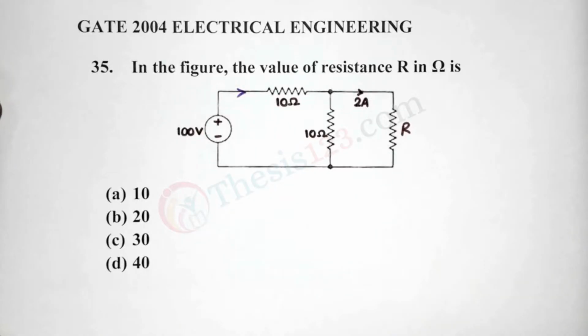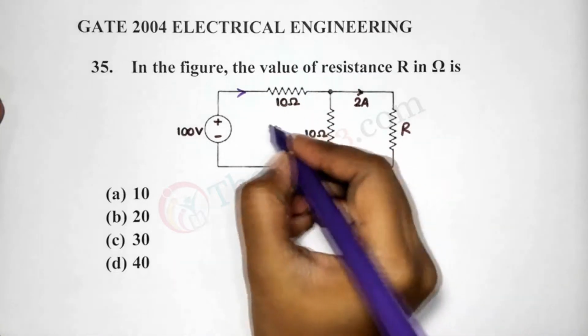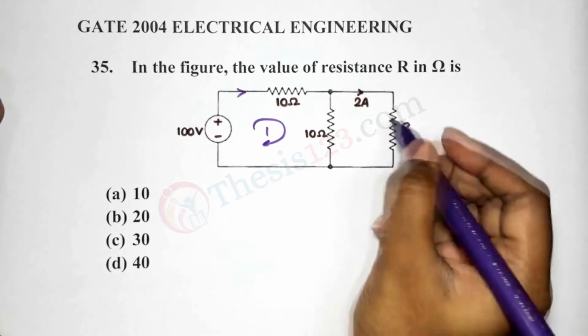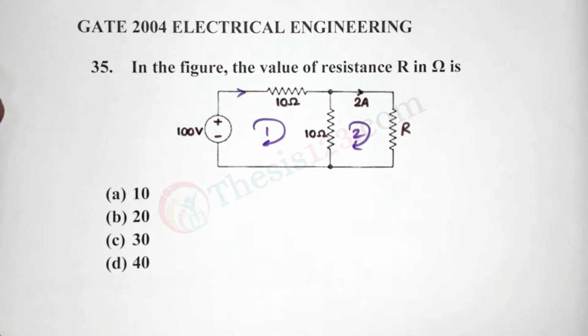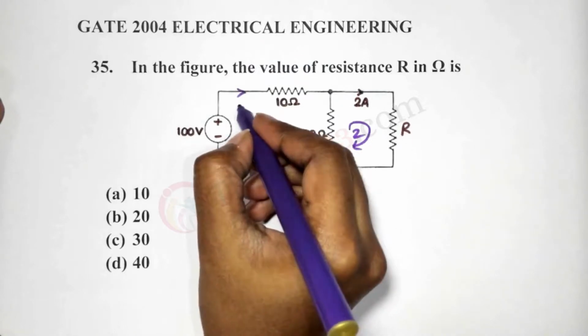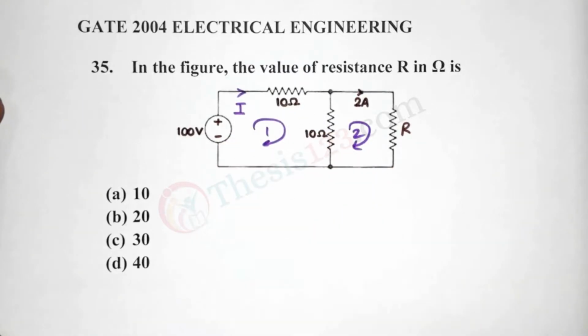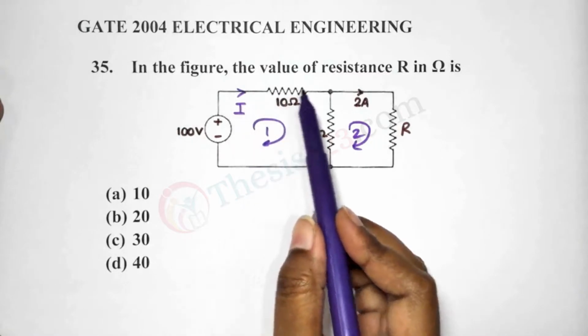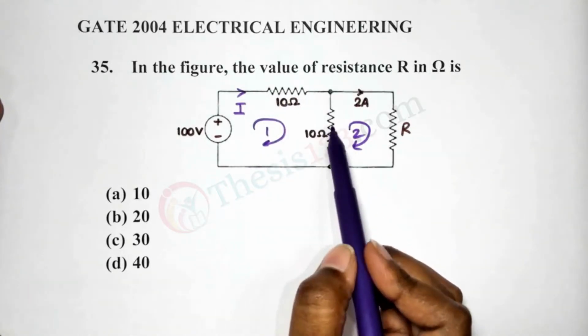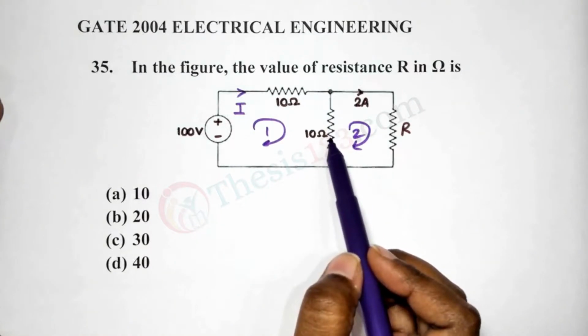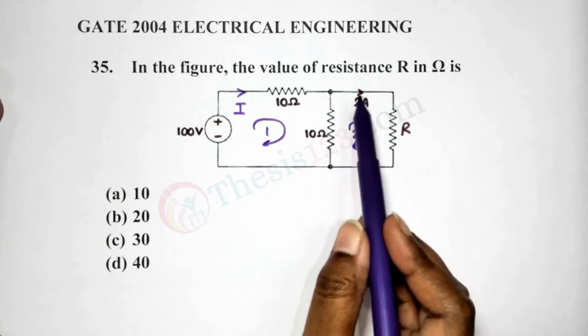Now here's the next question, number 35. In the figure, the value of the resistance R in ohms is, we have our options 10, 20, 30 and 40. Now in order to find the value of R, we need to consider both the loops in this figure. Let's call this loop 1 and we'll call this loop 2. And let's call the current that is passing through the resistor 10 ohms is I. Now we need this because we will have to calculate the current that is passing through this 10 ohm resistor, both the sides. Now this side anyway we have it as 2 amps.